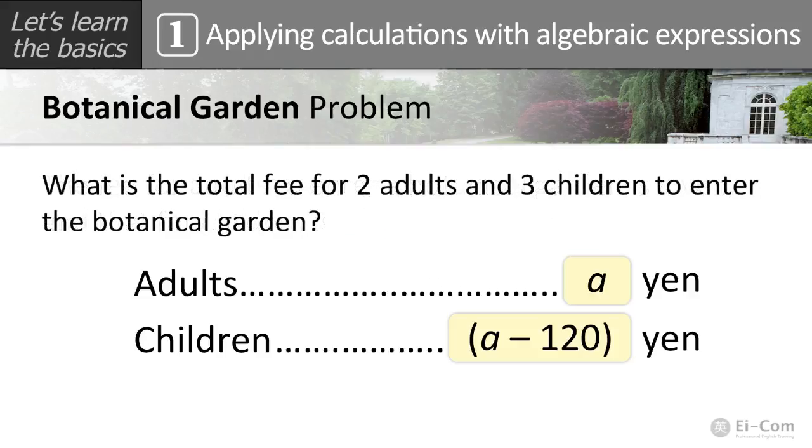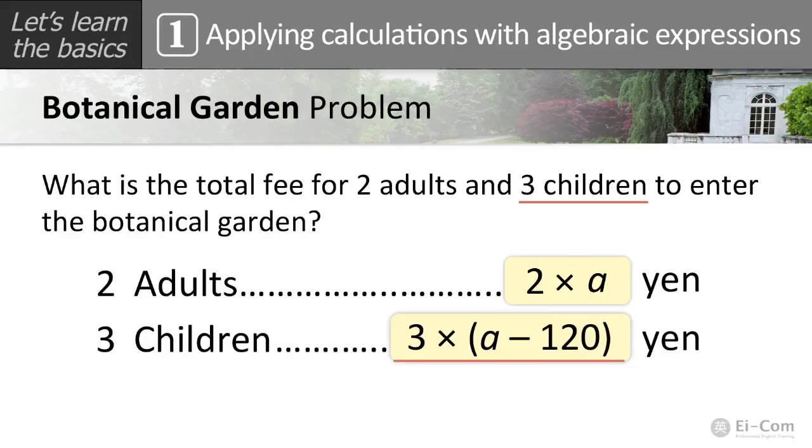Since the question asks for the total fee for 2 adults and 3 children, the fee for 2 adults will be 2 times a, and the fee for 3 children will be 3 times the quantity a minus 120. Now, if we remove the multiplication signs, 2 times a becomes 2a. And 3 times the quantity a minus 120 becomes 3 times the quantity a minus 120 without the multiplication sign.